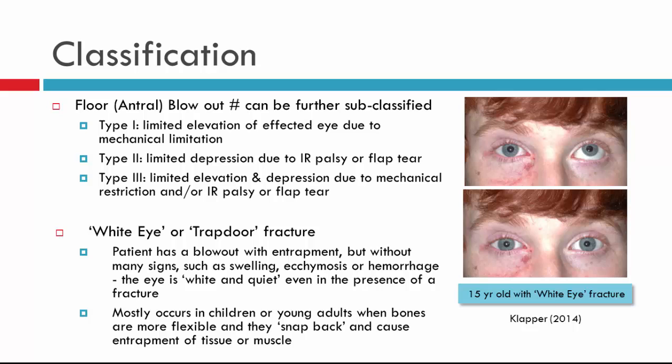And this is a 15-year-old teenager, and you can see that there is very little sign of trauma here. You can just see some bruising, but no significant bruising. We can't see hemorrhaging. There isn't really significant swelling. But as the teenager looks up, there is significant limitation of elevation of that right eye. Okay, this is the white-eye fracture.